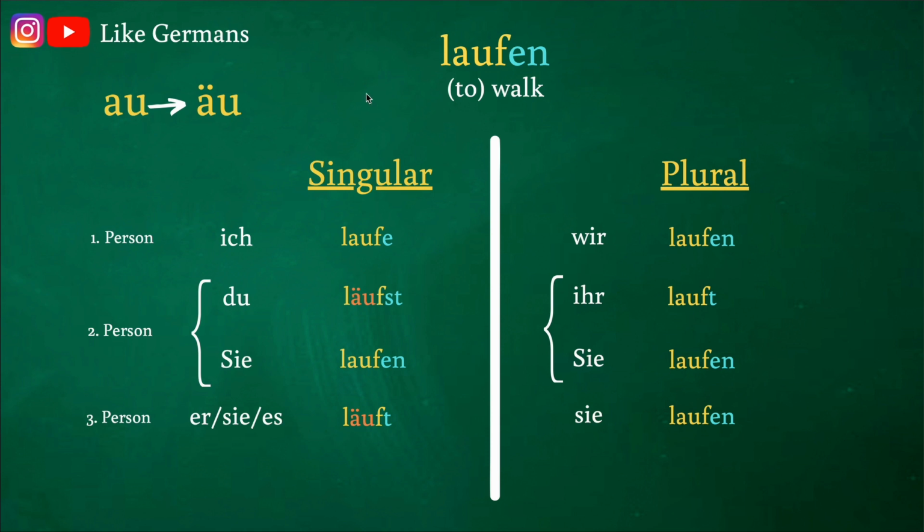Alright. Laufen, to walk. The a, u turns into umlaut, into ä, u. Remember from our pronunciation guide that now the sound will be oi, okay? The ä, u, the sound is like oi. For example, ich laufe. Du läufst. Er, sie, es läuft. Wir laufen. Ihr lauft. Sie laufen.